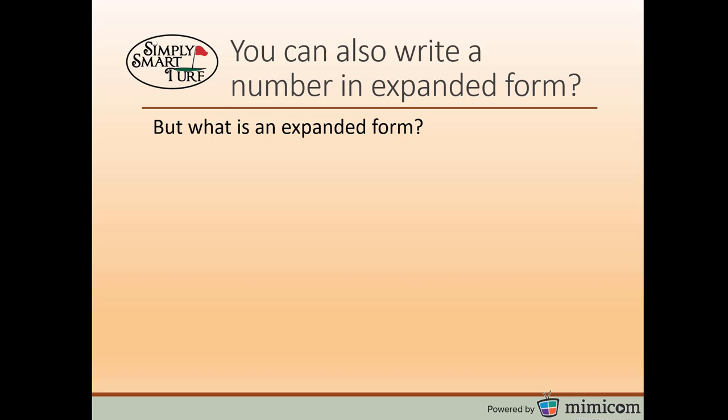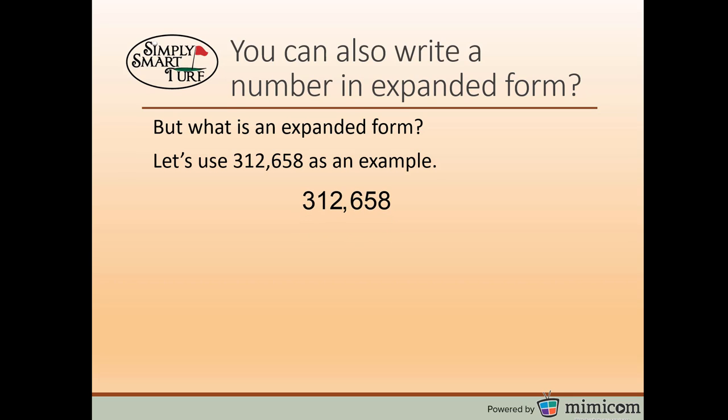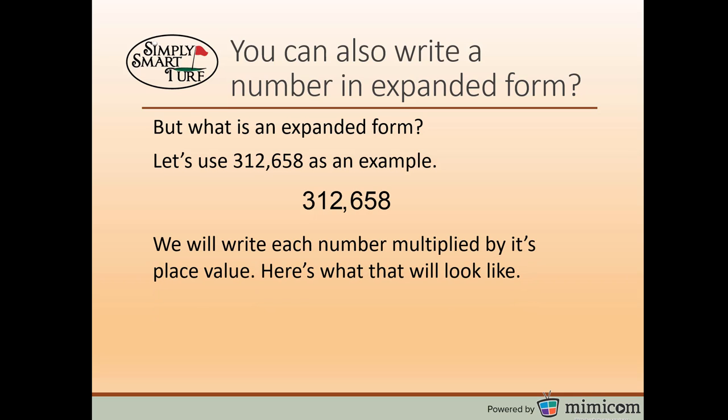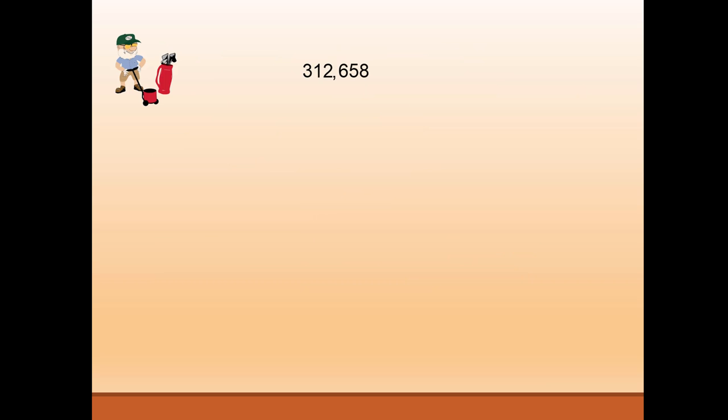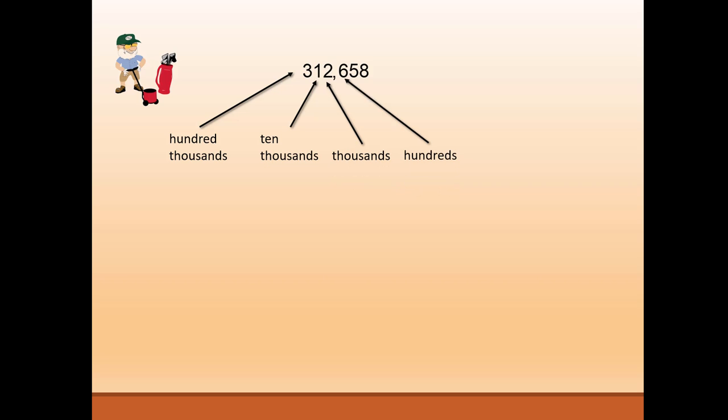We want to take a look next at what an expanded form is. Let's use the number that we used before. We have 312,658. We'll write each number multiplied by its place value. Here's what that's going to look like. Here's our number, 312,658. 3 is in the 100,000s place. 1 is in the 10,000s place. 2 is in the thousands place. 6 is in the hundreds place, 5 is in the tens place, and 8 is in the ones place.